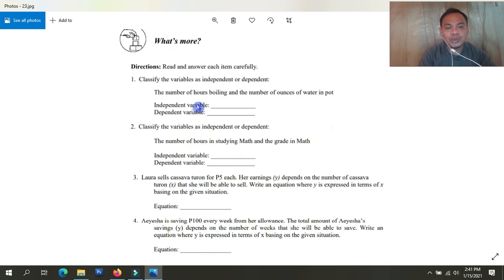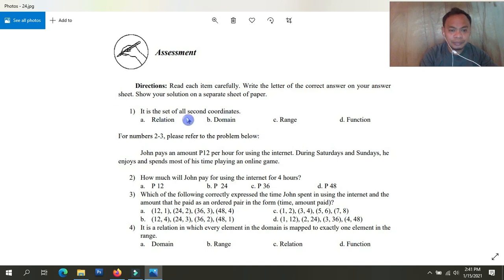Okay, then, our exercise, try to answer this one. You have this one in your module. And our assessment. Okay, read each item carefully. Write the letter of the correct answer on your answer sheet. Show your solution on a separate sheet of paper. It is a set of all second coordinates. Diba? Yung first is domain, yung second is range. So the answer is letter C, range. Okay, so try to answer the following items.